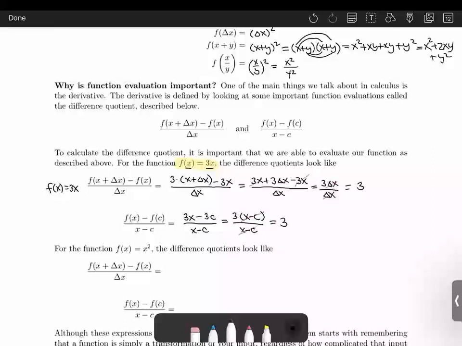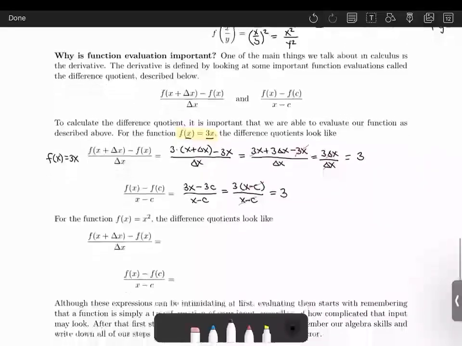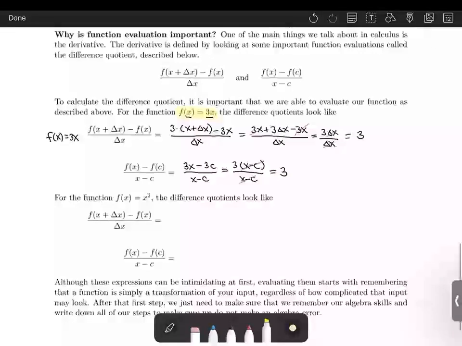So again, we noticed that these difference quotients gave us the same number, and they should look somewhat similar. So in this case, they're exactly the same. But this is how we're going to calculate our difference quotients, and this is why we need to be comfortable evaluating functions. So next, we're going to do the same thing, but with that second example of f of x equals x squared. So remember, whatever our input is, our output is just going to square it.